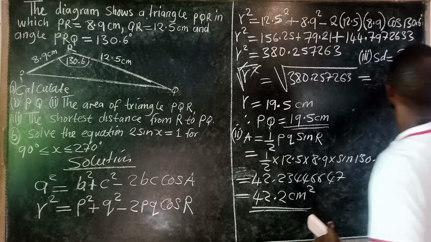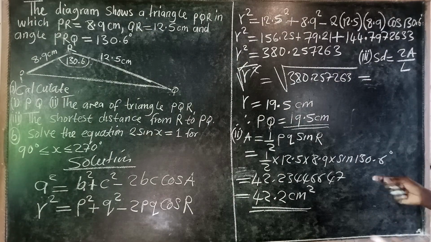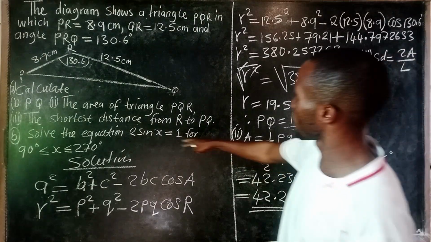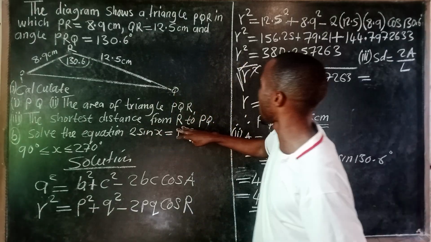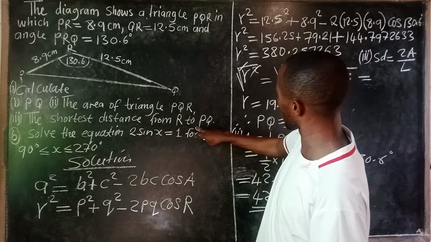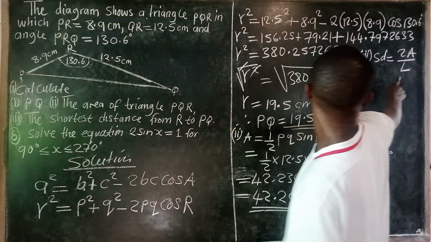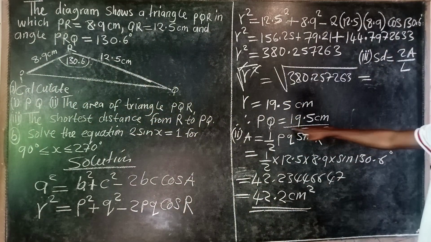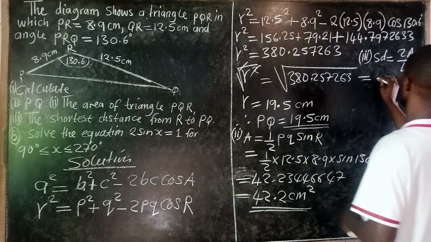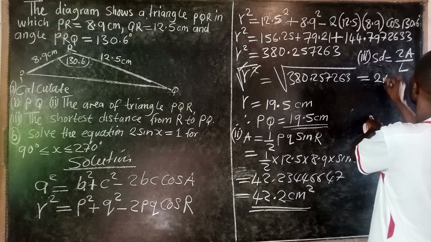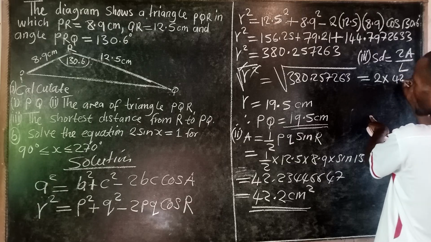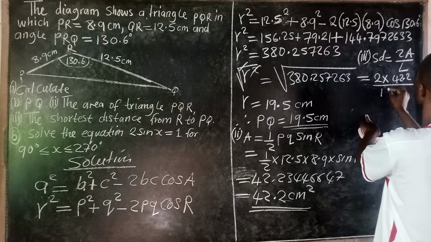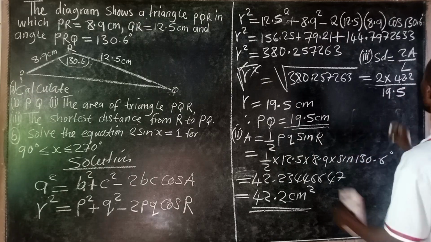So now let's start. This A is representing area, the one that you have found. Then L is representing the longest side, like the way they have said, the shortest distance from R to PQ. So this distance PQ is representing L, which we have found. So we are going to apply it there. You say 2, then times area is what? 42.2. Then over length is what? 19.5. That is PQ.